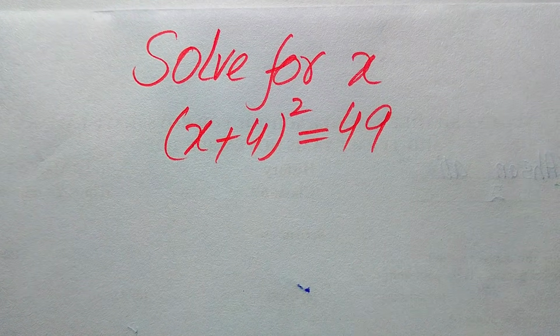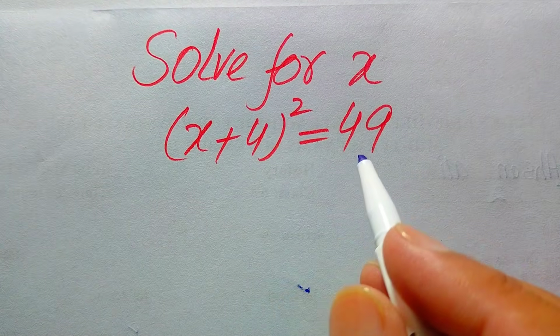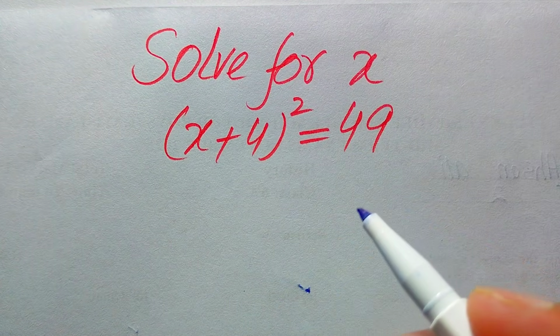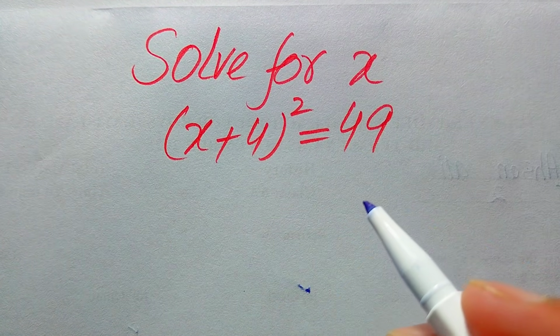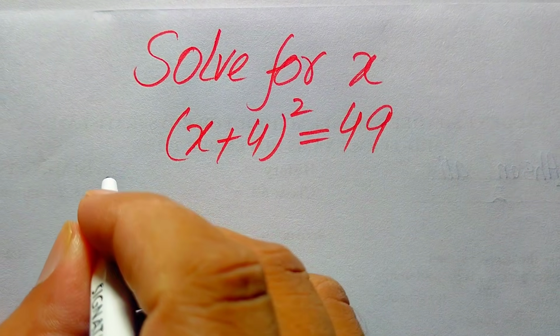So here we have (x + 4)² = 49, and we solve this problem for all the values of x. Here we solve this problem with two methods.